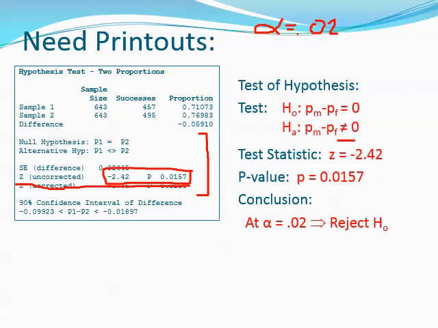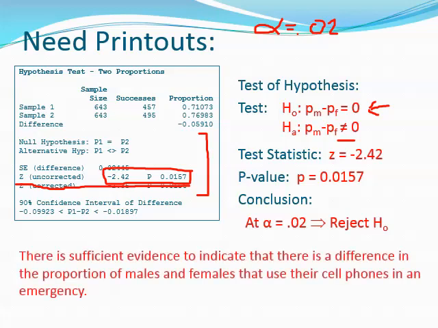When we reject, do we like the null? We're assuming the null is true, and now we're saying reject it. So which one do we like? We like the alternative. When you reject the null, you like the alternative. There is sufficient evidence to say the alternative is true. There is sufficient evidence to indicate that there is a difference in the proportion of males and females that use their cell phone in an emergency.